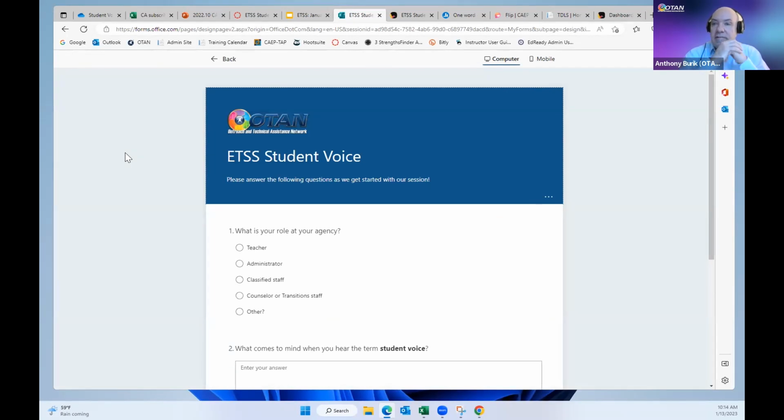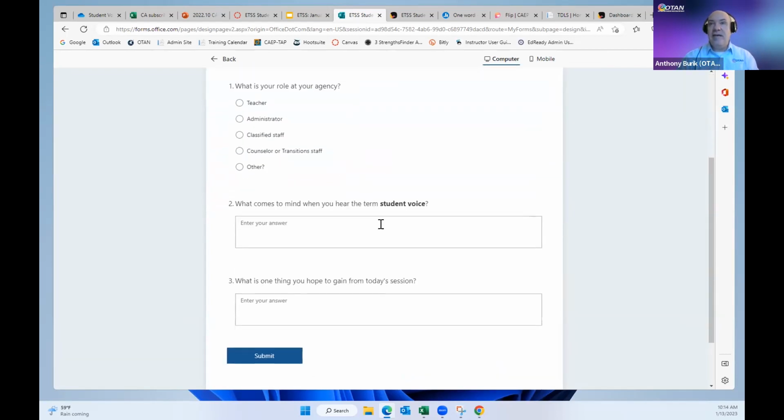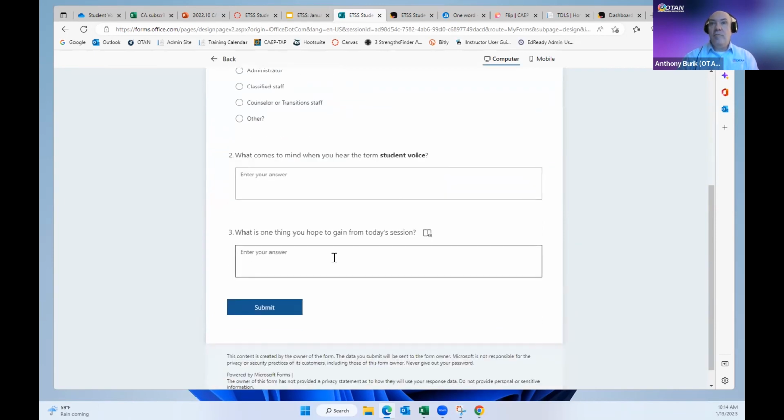So this is a good example of an instructional decision that I have made that may or may not include student voice. This is really from my benefit to know, what is your role at your agency? What comes to mind when you hear the term student voice? What's one thing that you hope to gain from today's session?